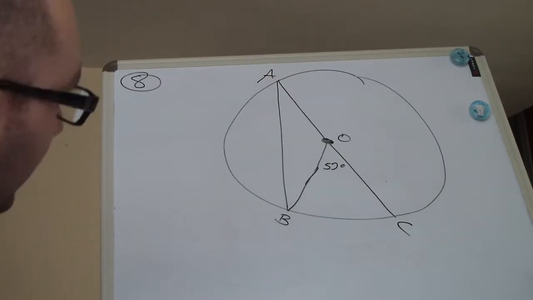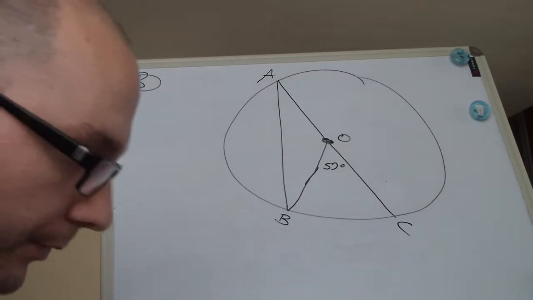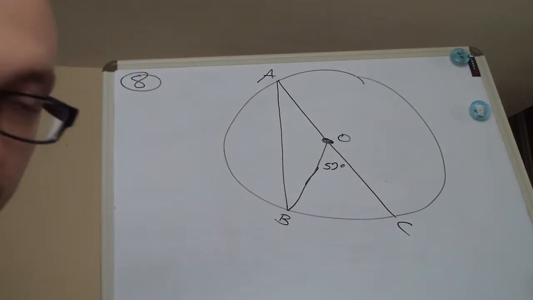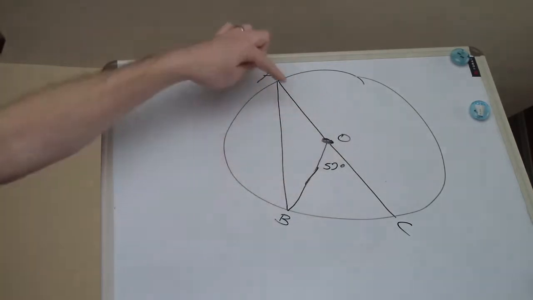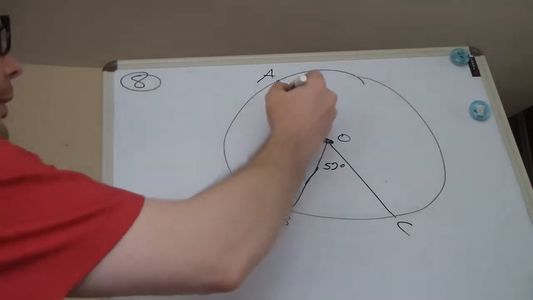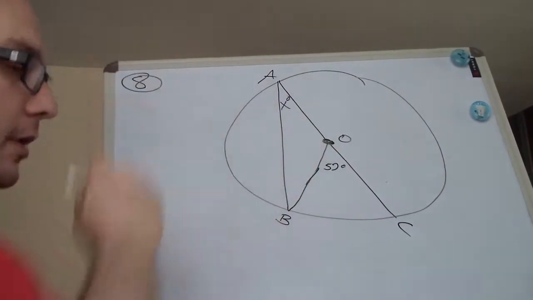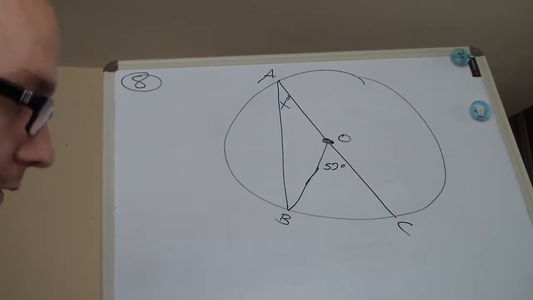All right, number 8. We have our picture drawn. The directions ask, find the measure of angle BAC. So we're looking for this angle right here. I'm going to call that X. And it says the figure's not drawn to scale.